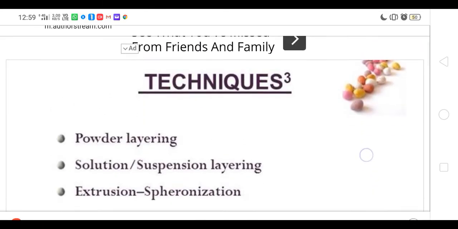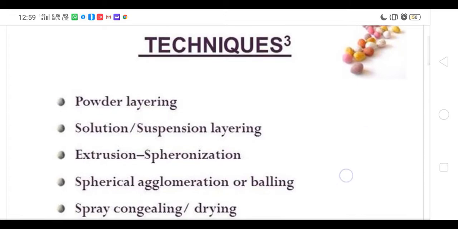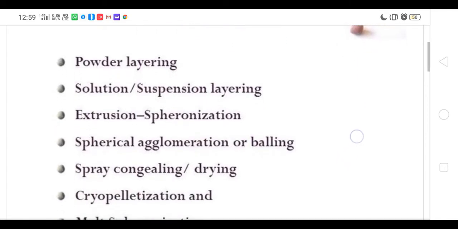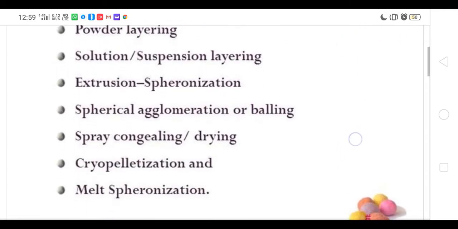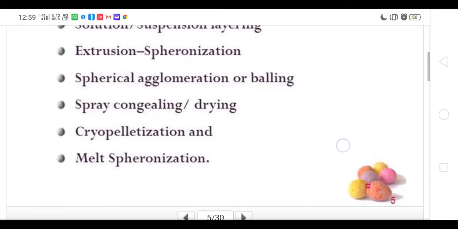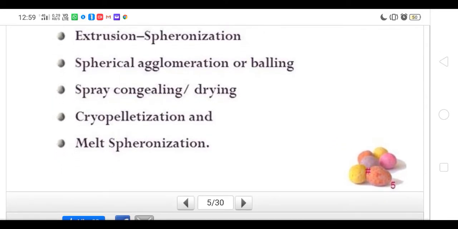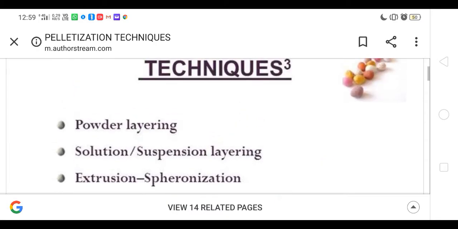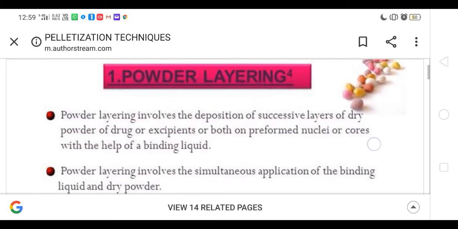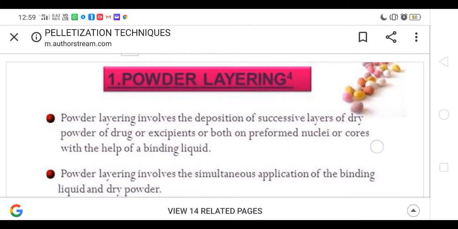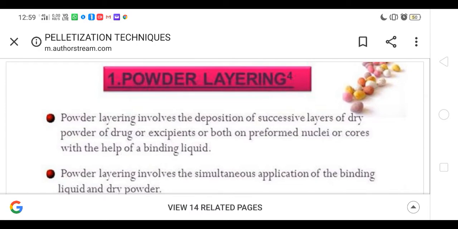Now, the techniques for pelletization are powder layering, solution layering, extrusion, agglomeration, spray congealing and drying, cryo-pelletization, and melt spheronization. We will start with the first one, which is powder layering.